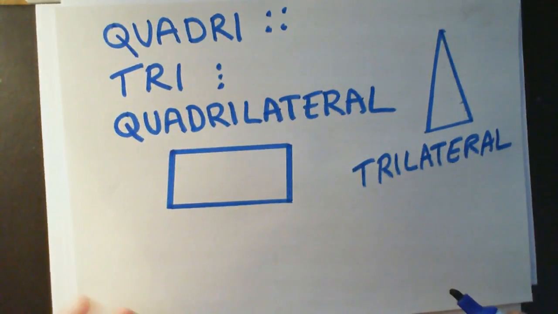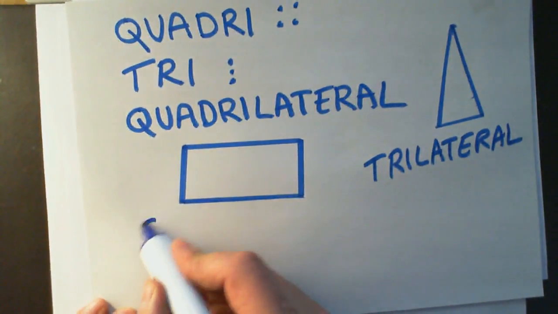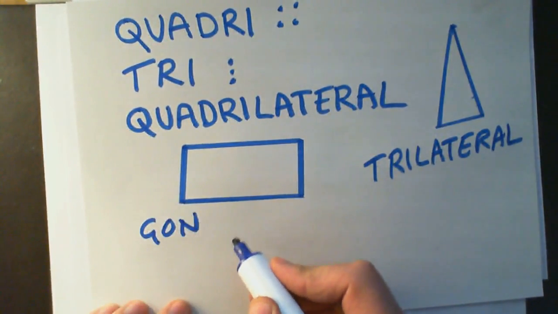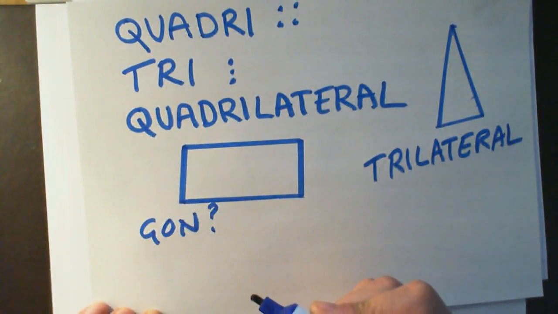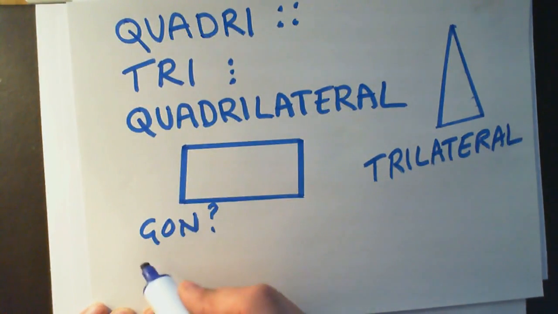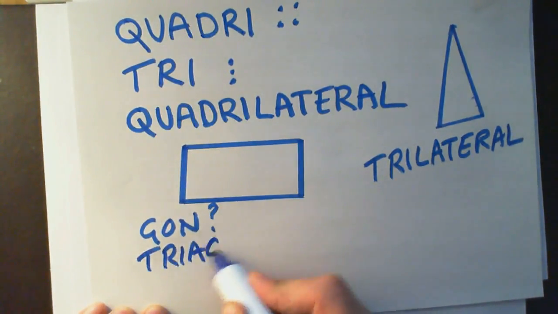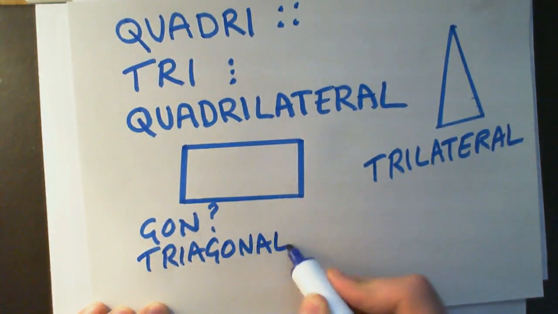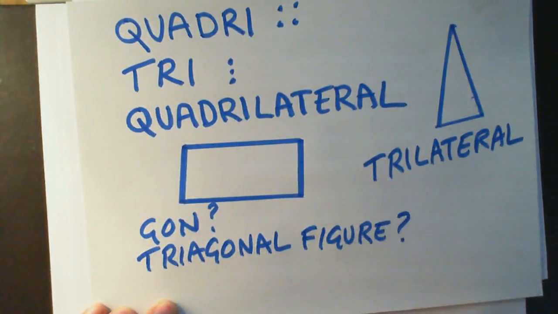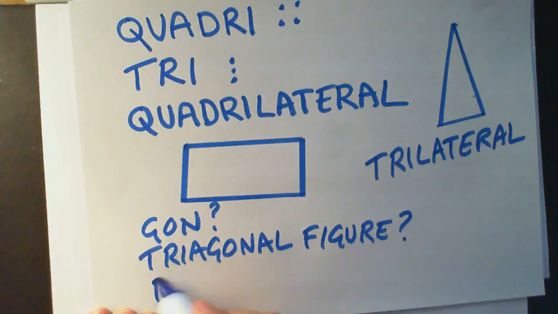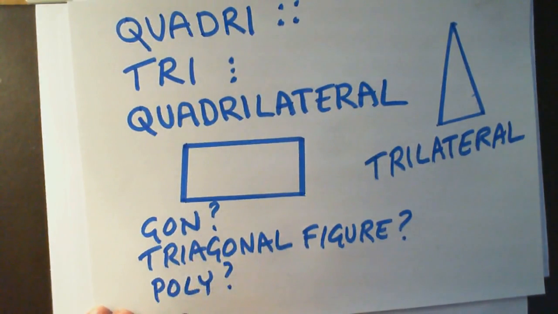So, some questions. Does the word gon mean a side? Is that true or false? Does a triagonal geometric figure have 4 sides? So does a triagonal figure have 3 sides or 4 sides? Does poly mean many? Is it true that a polygon only has got two corners?